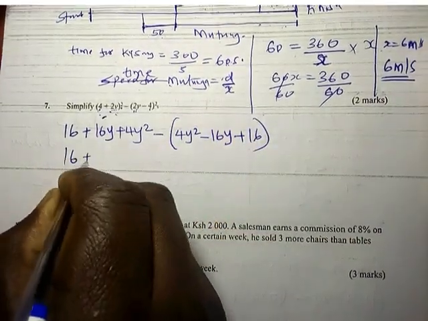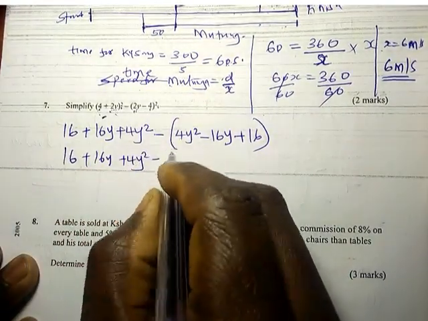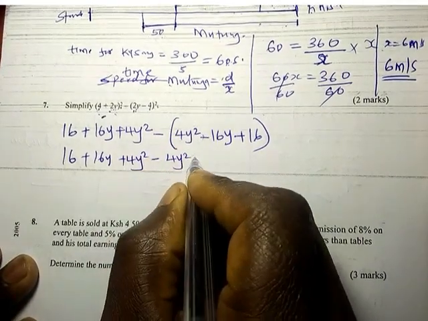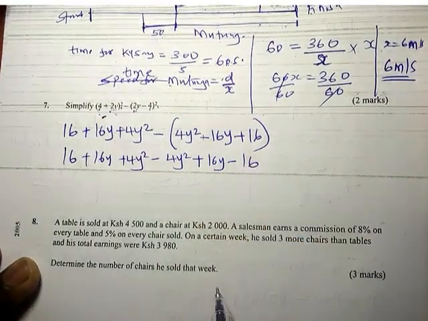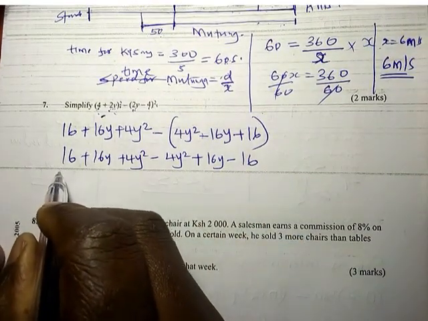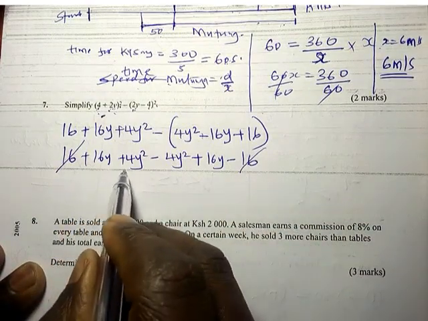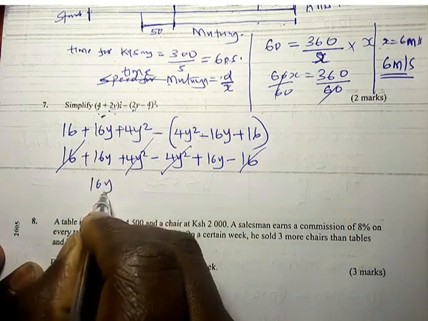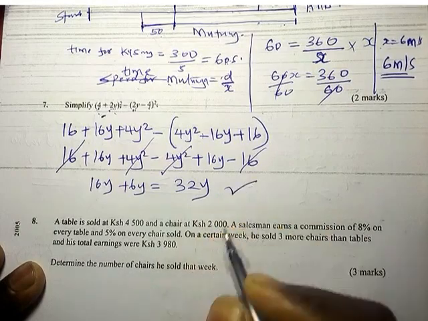So this 16 plus 16y plus 4y square minus, open now the bracket, 4y square, this one will be plus 16y minus 16. So you realize that this one and this one will die, will finish because it is 0. Another that will finish is this and this will be 0. So we have 16y plus 16y, which is equal to 32y.